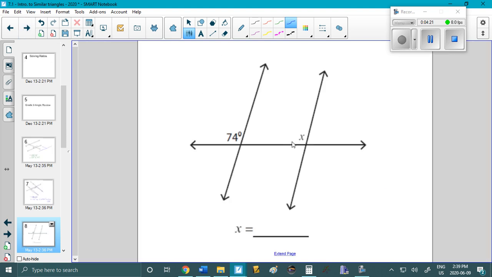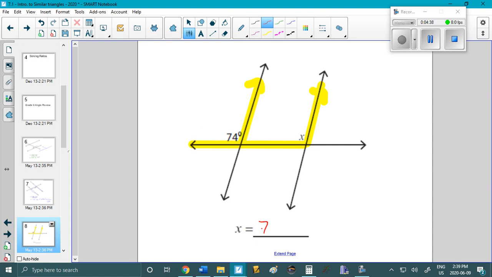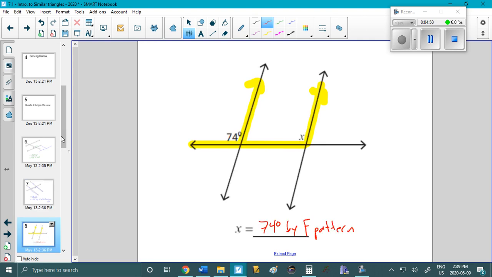Next one. Okay, so please pause it. Solve it and come on back. So again, we're going to say that these two lines are parallel. I should have told you that again, but I didn't. Okay, so here we go. You can see a letter F on its side there. So for this one, we just say x equals 74 degrees by F pattern, or you could say corresponding angles. Okay, so that's co-interior, the C, F is corresponding.